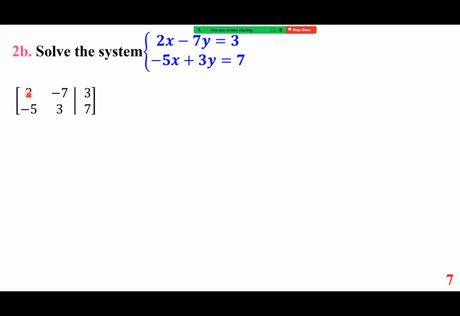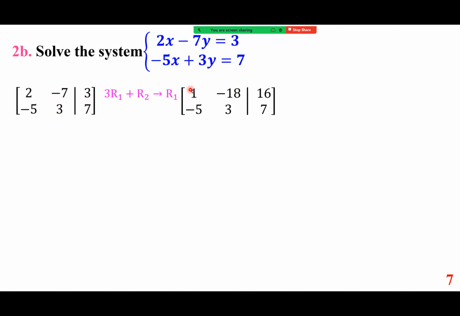using that? If I multiply this one by 3 it becomes 6, and if I add this one to it, it becomes 1. So I'm going to say 3 times this plus R2. So 3 times 2 and minus 5 becomes 1. 3 times negative 7 is negative 21, add 3 becomes minus 18. 3 times 3 is 9, add 7 becomes 16. Okay, so I hope everybody is clear. As an example, minus 7 times 3 is minus 21, and 3 becomes minus 18. So we achieved the first one.